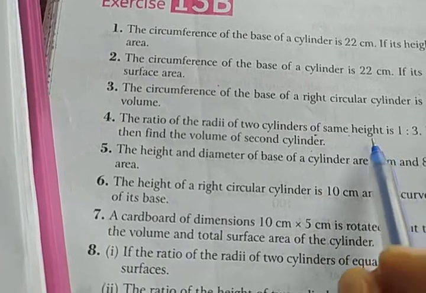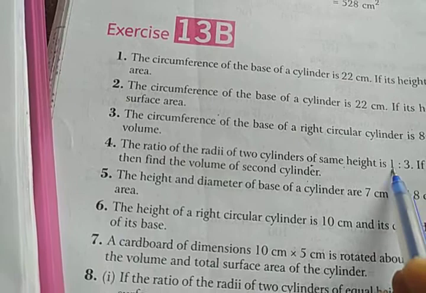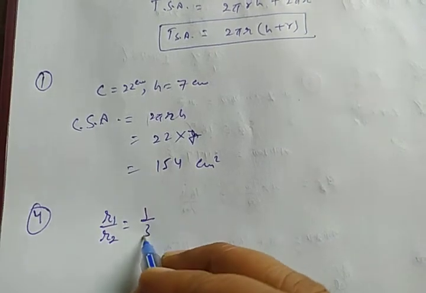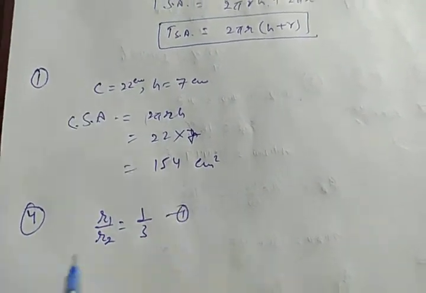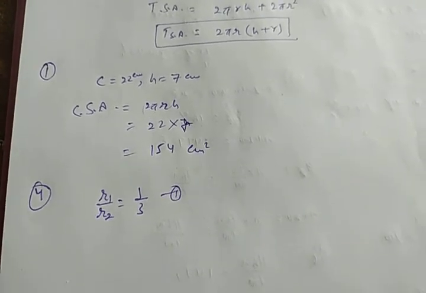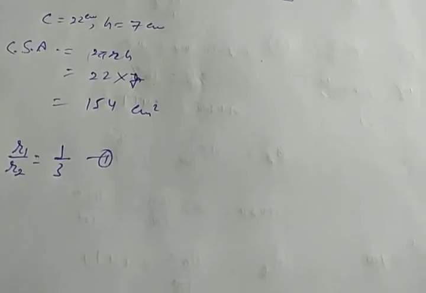Height is same, but the ratio of the radii has been given. 1:3. Means R1 upon R2 is equal to 1/3. This has been given indirectly in the question. You will have to write radius of the first cylinder is R1 and radius of the second cylinder is R2.